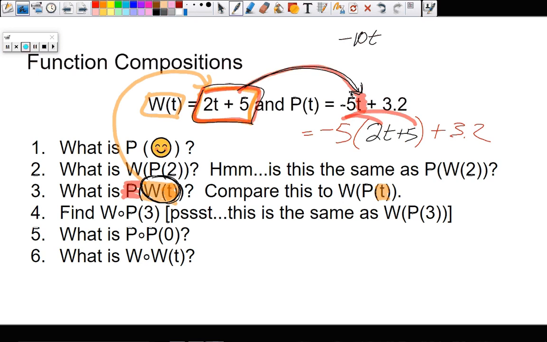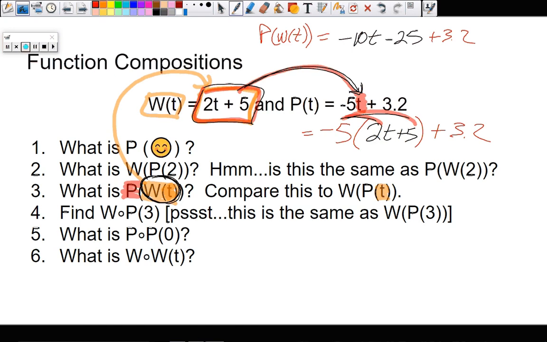So now we'll distribute. We'll get negative 10t minus 25, and we still have to add 3.2. This, whatever it is, will equal P of W of t. You with me? When you finish the equation and you're writing out the answer, would you do P of W of t equals the answer, or would you do P of the answer? You do P of W of t equals the answer.